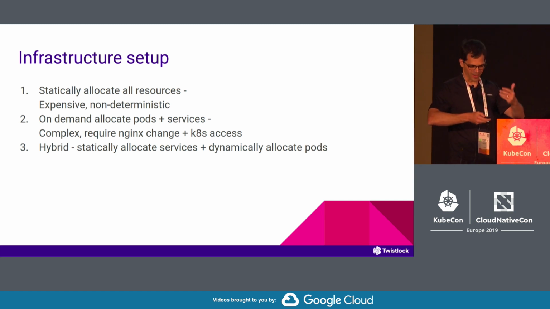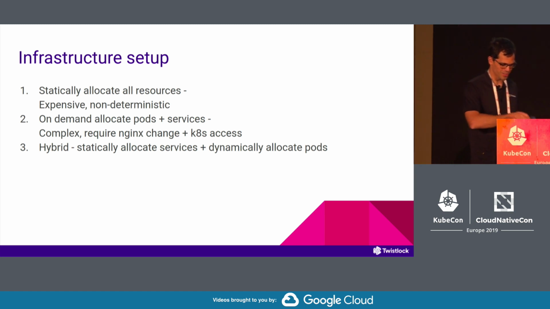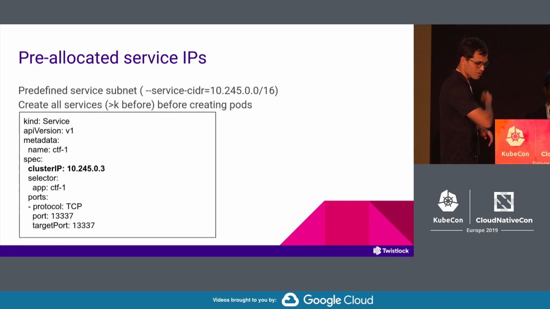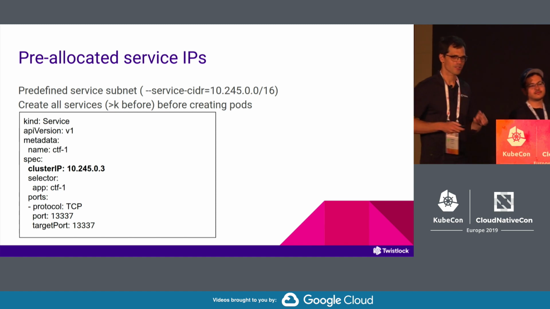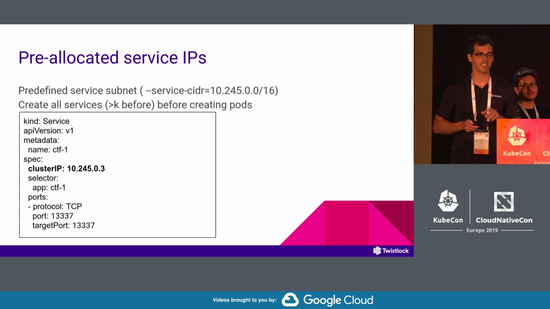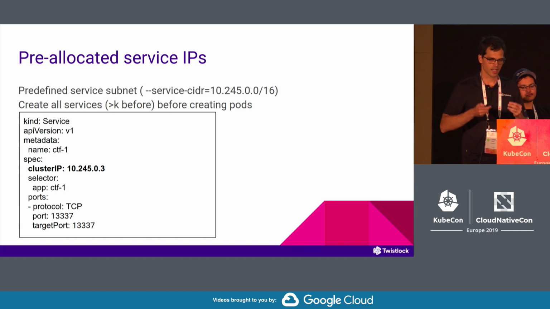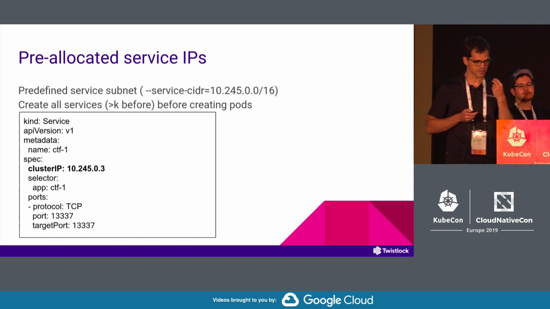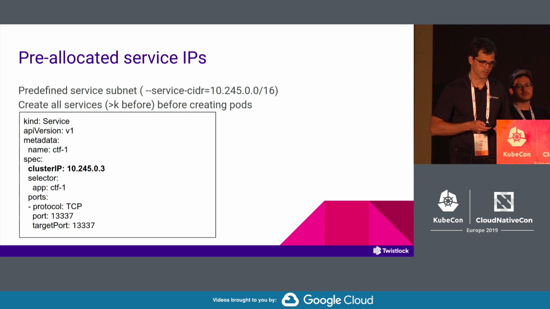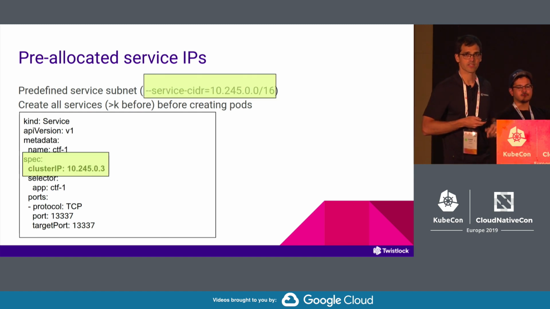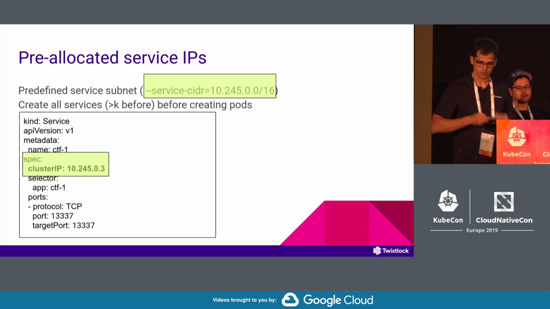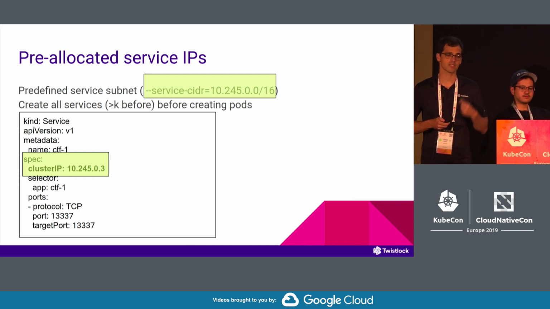And finally, we reached the hybrid solution, which is what we used, and it's really cool. I want to show you that. So how does it work? Okay, so it's based on a very interesting idea. The idea is that in Kubernetes, you can tell Kubernetes the subnet to use when creating services, okay? There is a parameter called service CIDR, which tells Kubernetes which subnet to allocate to all new services. Then when you create a service, you can predefine the IP the service is going to use.